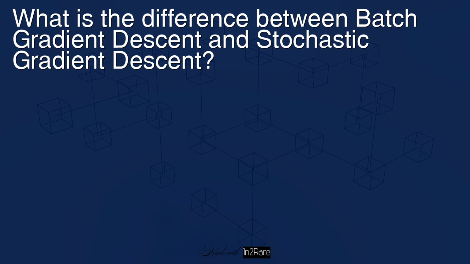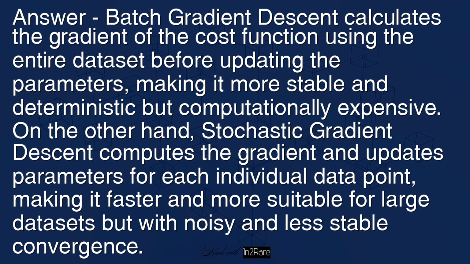What is the difference between batch gradient descent and stochastic gradient descent? Answer: batch gradient descent calculates the gradient of the cost function using the entire dataset before updating the parameters, making it more stable and deterministic but computationally expensive. On the other hand, stochastic gradient descent computes the gradient and updates parameters for each individual data point, making it faster and more suitable for large datasets but with noisy and less stable convergence.